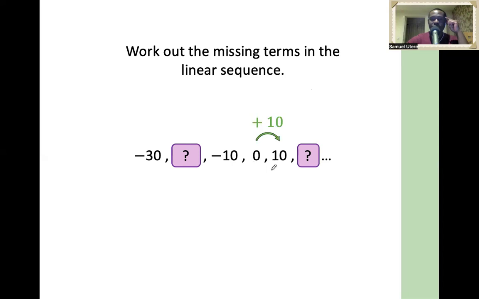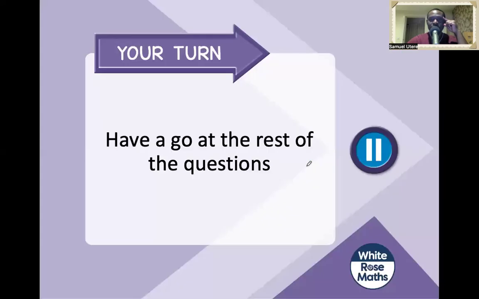So using that knowledge, we can add 10 to negative 30, which will give us negative 20. Or negative 10 subtract negative 10 will give us negative 20. And then here, adding 10 every time, that will be 20. All right, it's now time for you to pause and answer the questions to practice what you've learned.